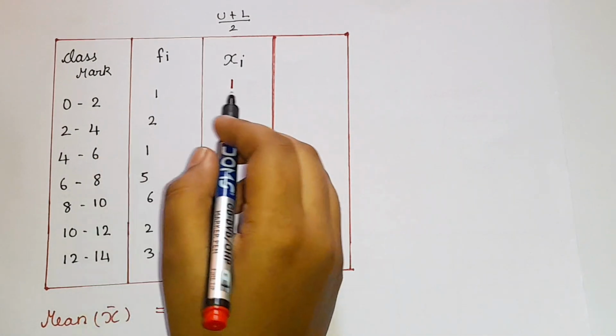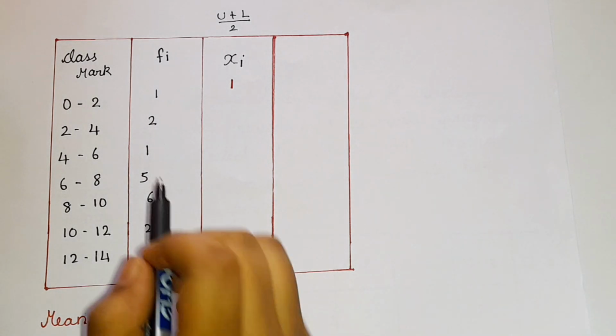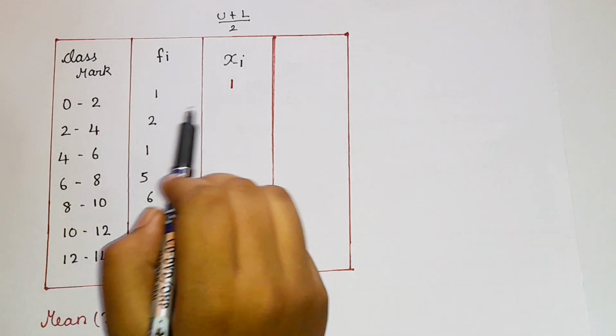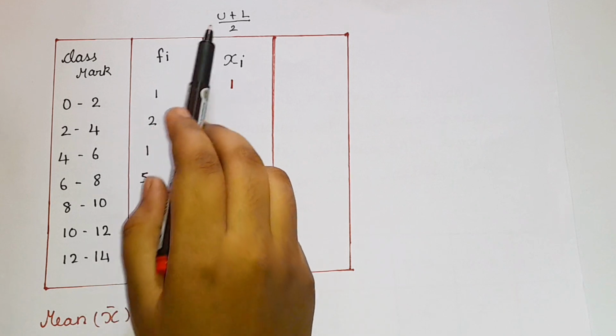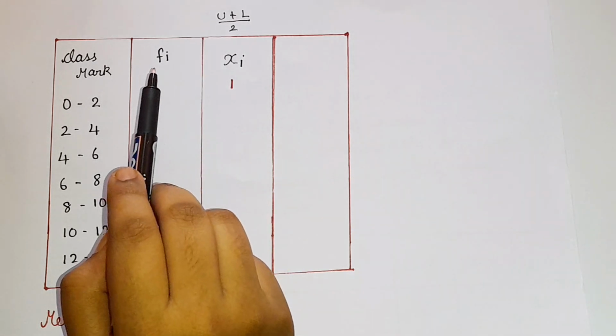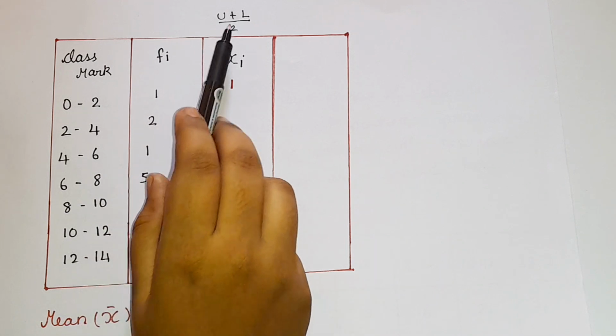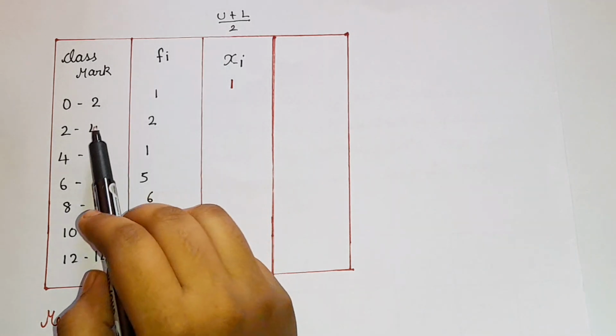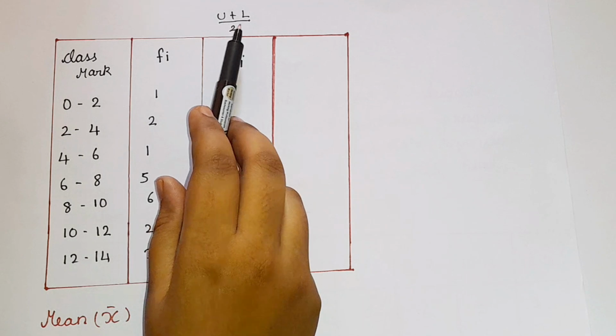Likewise we should do till the end. To find the next xi value, we are going to be using the same formula till the end. In this complete chapter we are going to be using this formula. Here they are talking about upper limit plus lower limit.